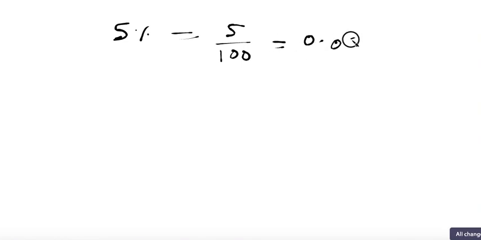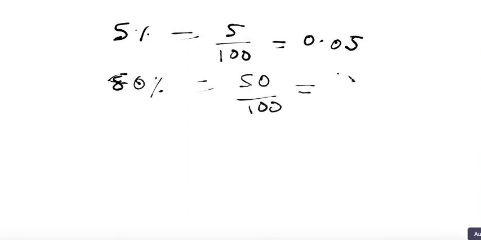For example, 5% means 5 over 100, which is 0.05. 50% means 50 over 100, which is 0.5. Now, that's what a percentage means, but a percentage is used to describe a part of something else.